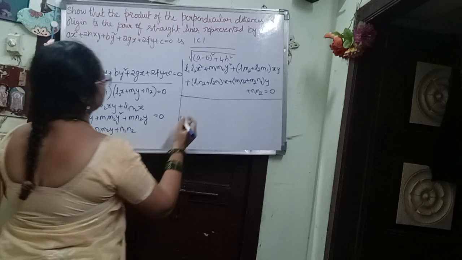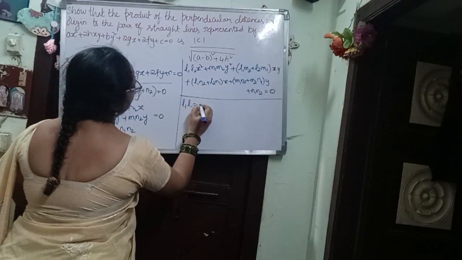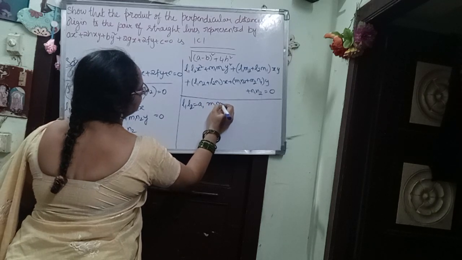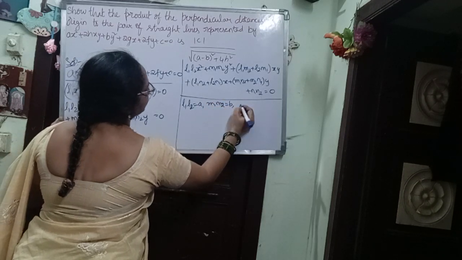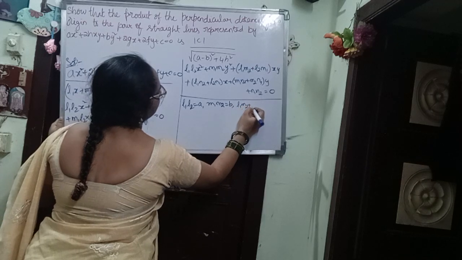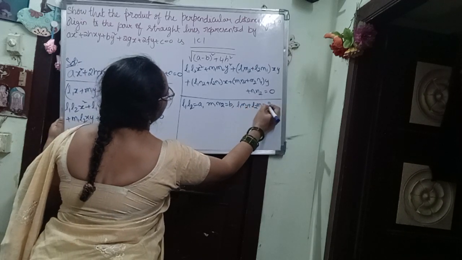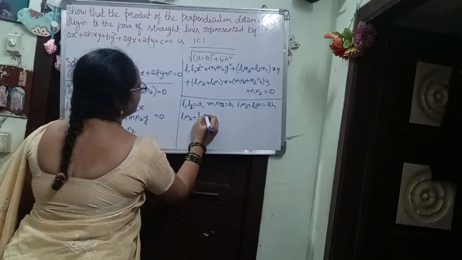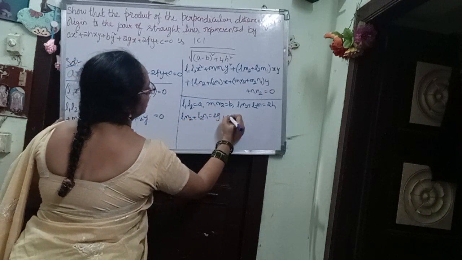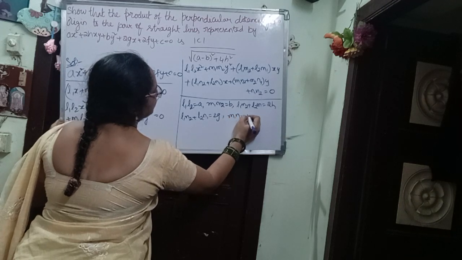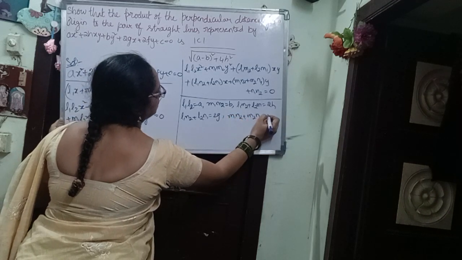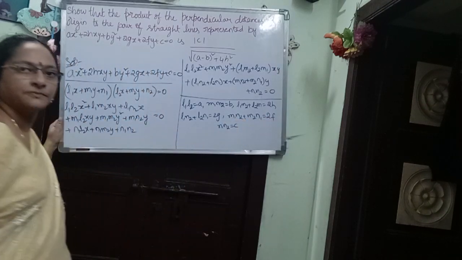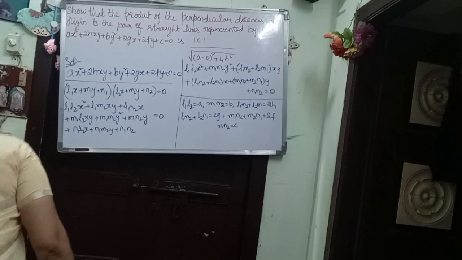Now this equation's coefficients we have to compare. So first what you will get: L1 L2 equals A, next M1 M2 equals B, next L1 M2 plus L2 M1 is equals to 2H, next L1 N2 plus L2 N1 is equals to 2G, M1 N2 plus M2 N1 equals 2F, N1 N2 equals C. Like this we have to compare.